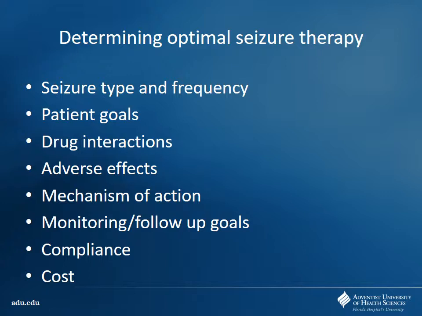So anyway, kind of determining our optimal therapy is to, one, look at the type of seizure, how frequently they're having it. Obviously, patient goals are important here, and then drug interactions are huge, especially when you're looking at not only comorbid conditions, but if you're mixing different anti-epileptic drugs together. We'll look at that. Adverse reactions, mechanism, and the follow-up and monitoring is very important here, and then we'll talk about compliance and cost.